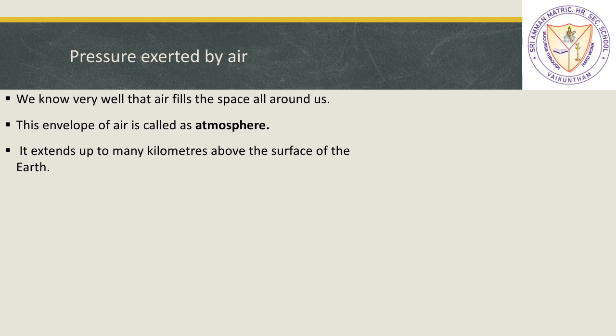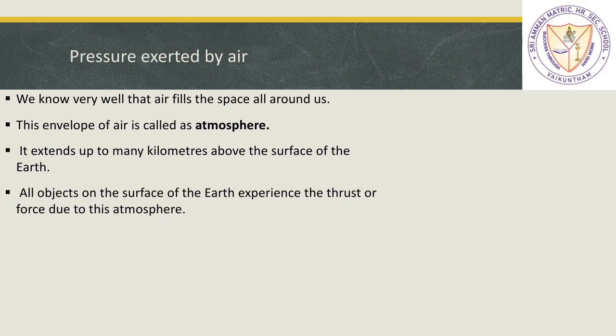It extends up to many kilometers above the surface of earth. After that we call the layers by many other names. You have seen so many other spheres come, troposphere, stratosphere, so many other spheres come into the picture. So up to several kilometers above the Earth's surface is called the atmosphere. All objects on the surface of Earth experience thrust or force due to this atmosphere.